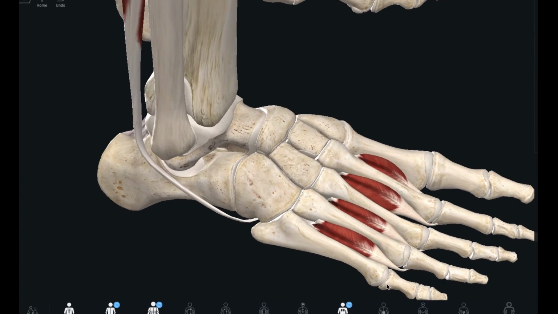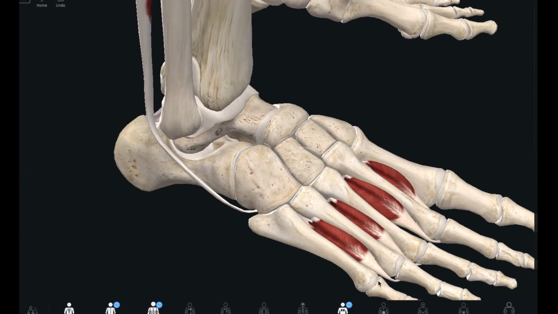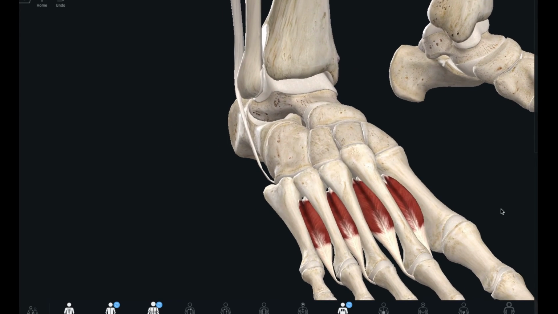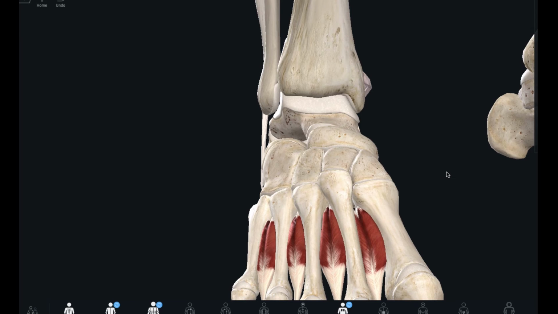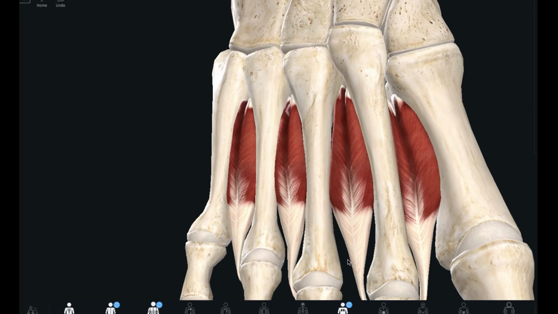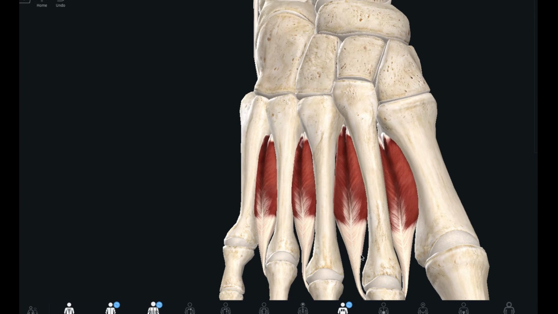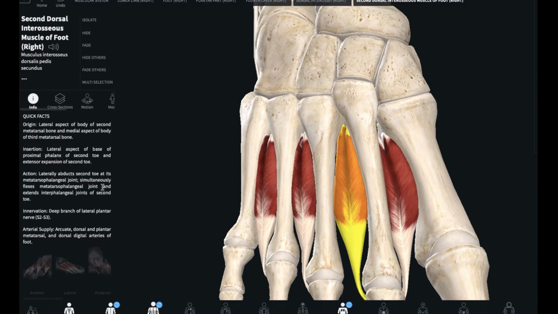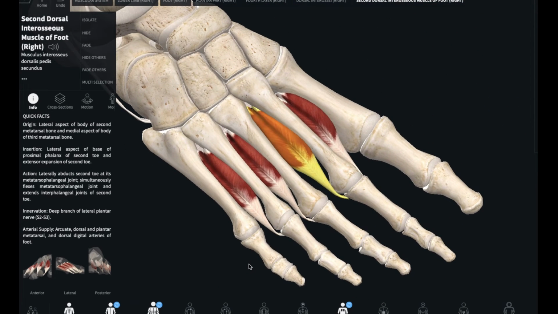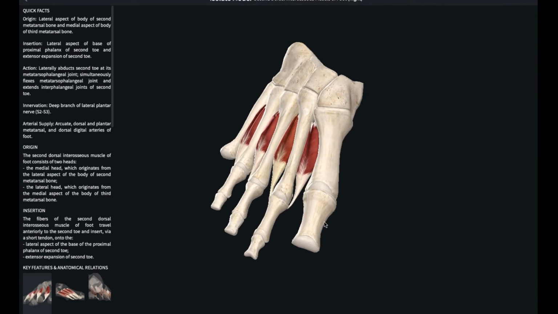Okay, so this looks like it would be the dorsal interossei. Now, because the plantar does adduction, it would only make sense that this dorsal does abduction. But let's have a look here. It's kind of in an awkward view. Let's see if I can look at a better view. Okay.